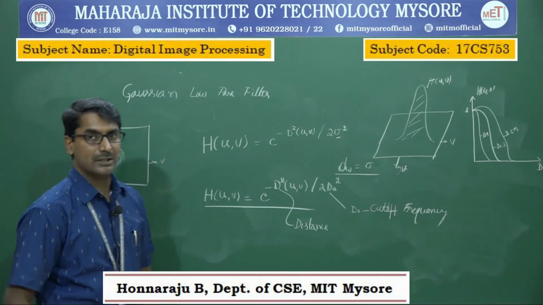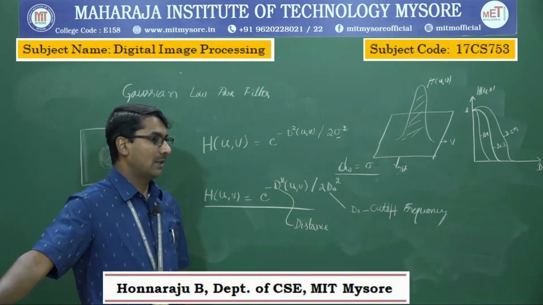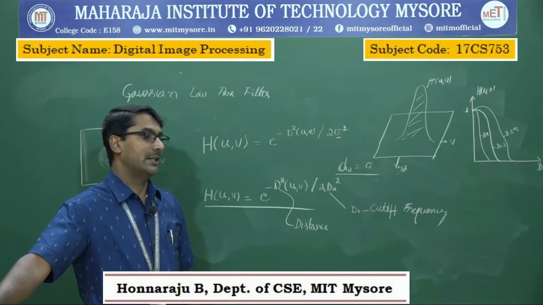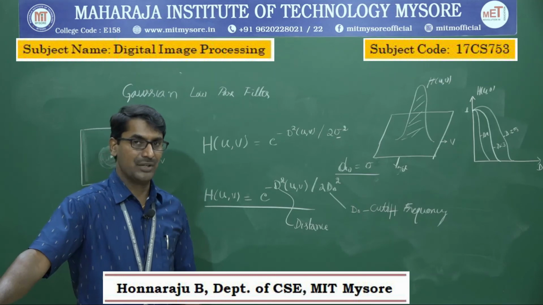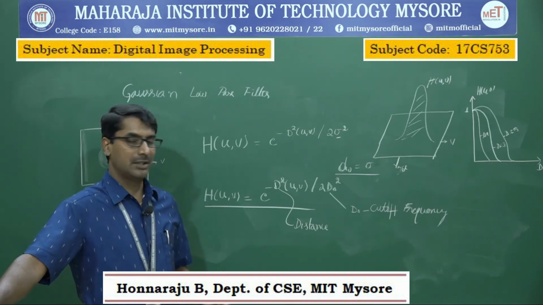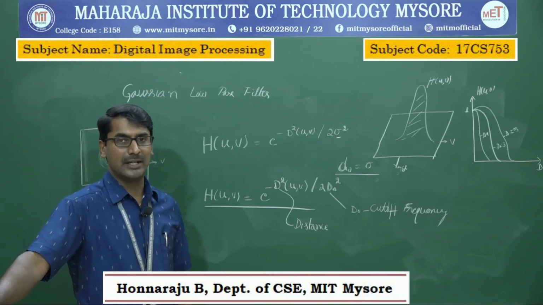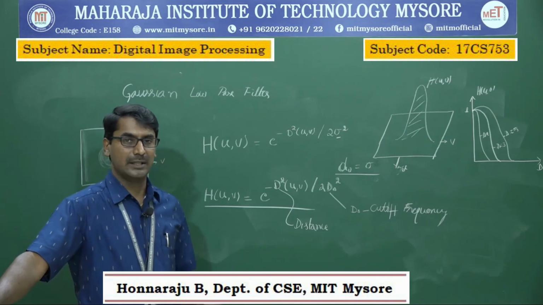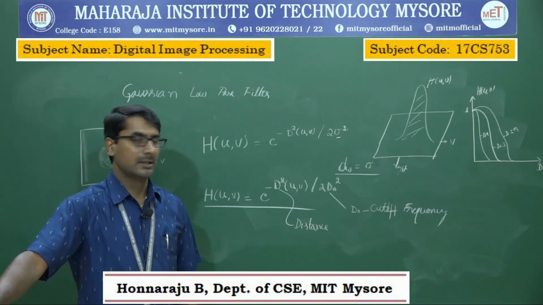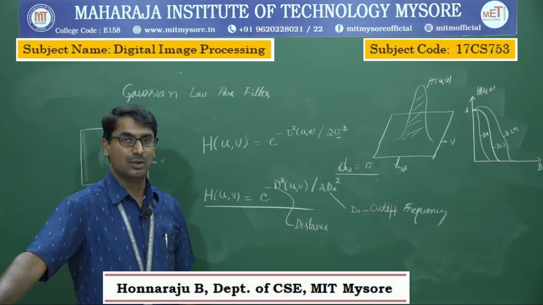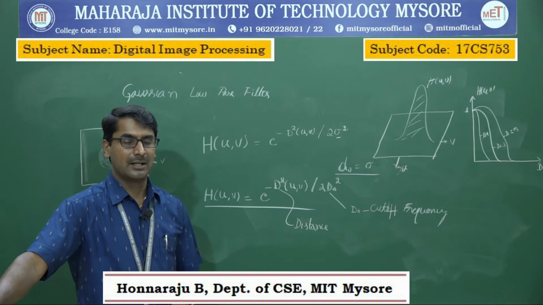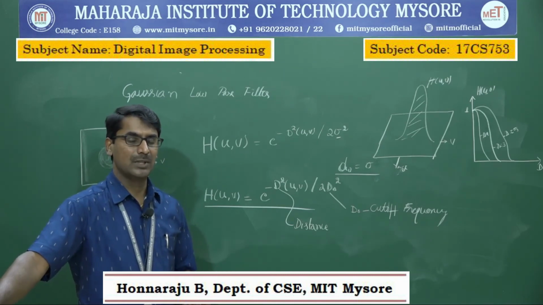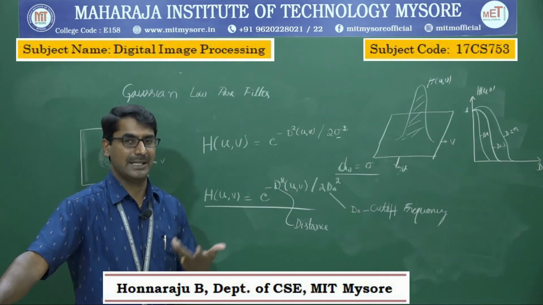So the main difference between the Butterworth low pass filter and the Gaussian low pass filter is that in the Butterworth low pass filter there is a little bit of ringing effect, but in the Gaussian low pass filter there is no ringing effect. Okay, that's about the Gaussian low pass filter function. So now I will demonstrate the implementation of the Gaussian low pass filter with some examples.